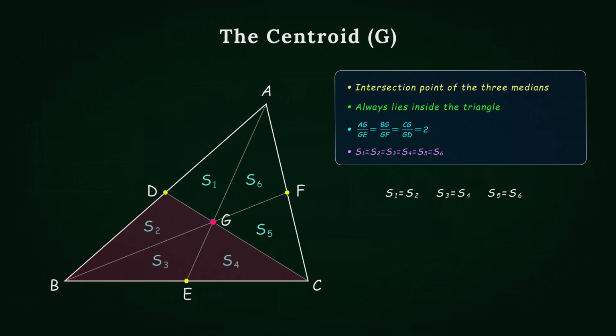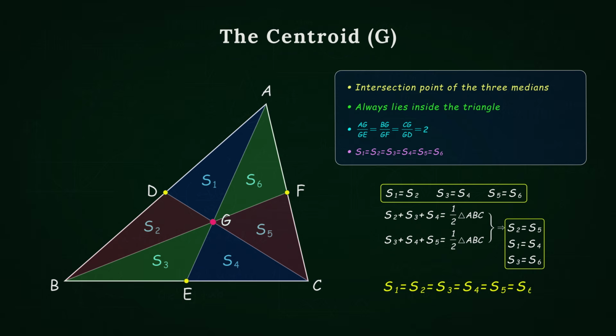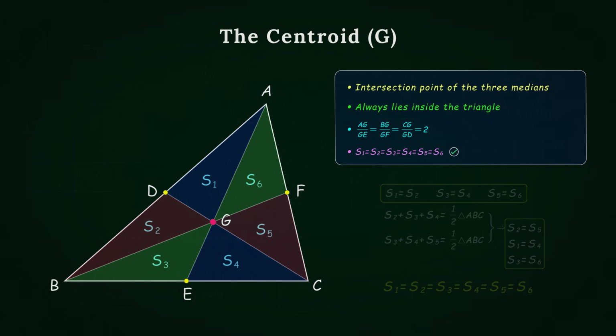Next, consider this triangle. Since D is the midpoint, its area is half of the whole triangle. Similarly, since F is the midpoint, the triangle on the other side is also half of the whole. If we subtract their common part, we get that S2 equals S5. By the same method, S1 equals S4 and S3 equals S6. Combining all the results, we conclude that all 6 triangles have equal area.